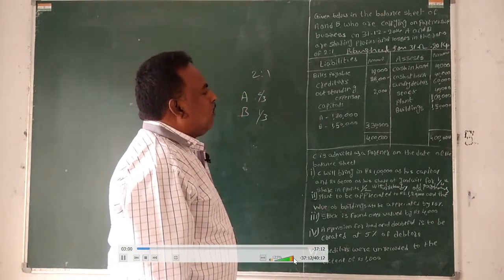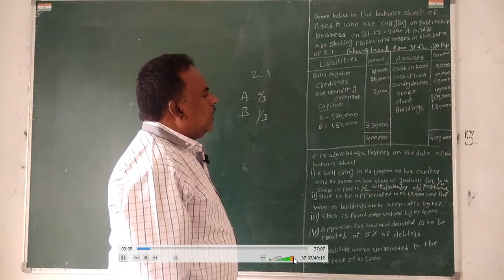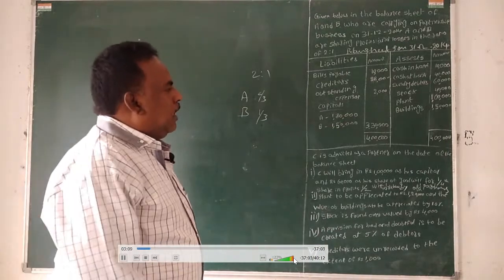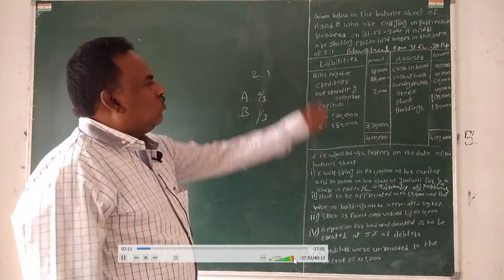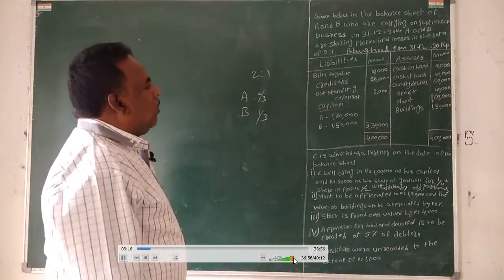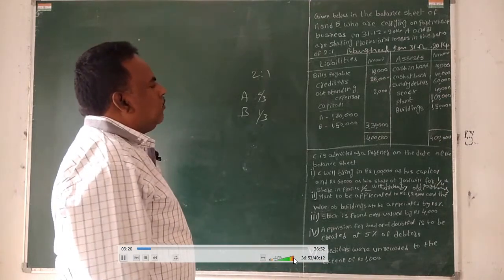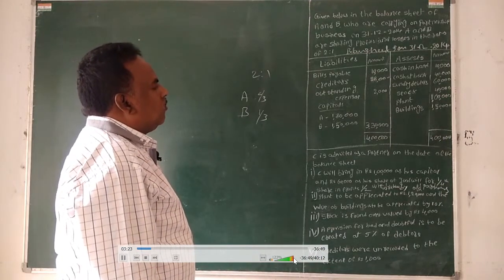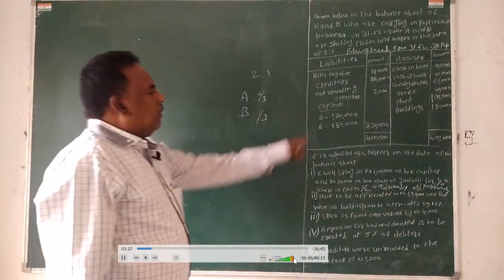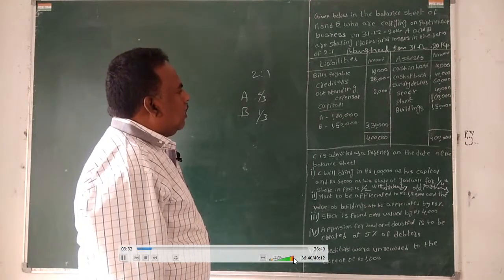These are the liabilities. Bills payable 10,000. Creditors 58,000. Outstanding expenses 2,000. Capitals: A's capital 1,80,000 and B's capital 1,50,000. On this date, 31st December 2014, they decided to admit C as a new partner. C is the new partner.